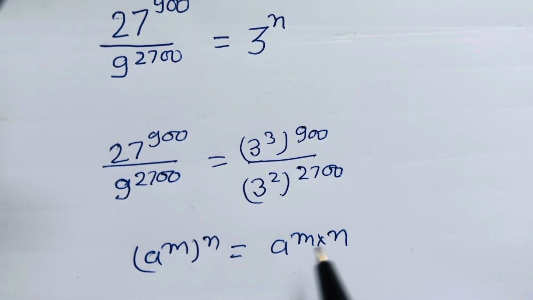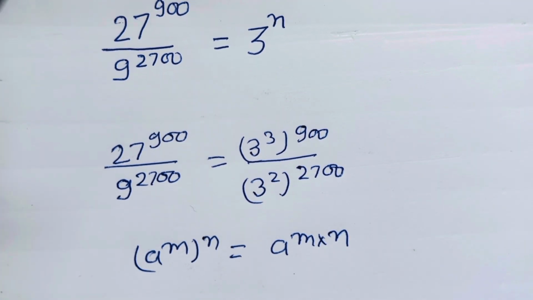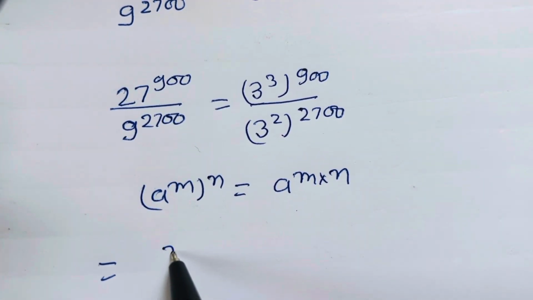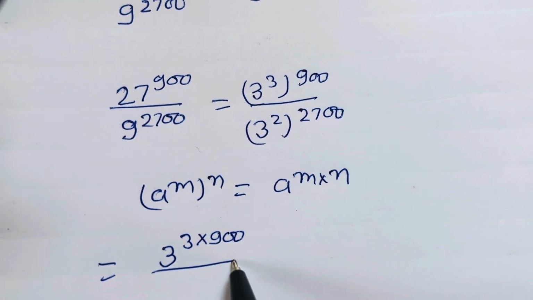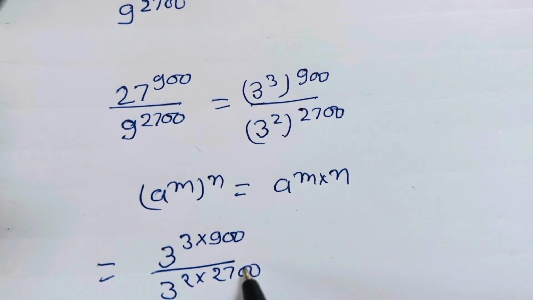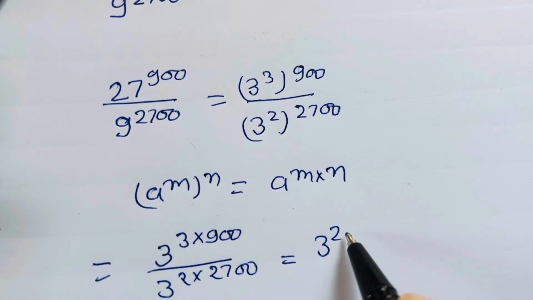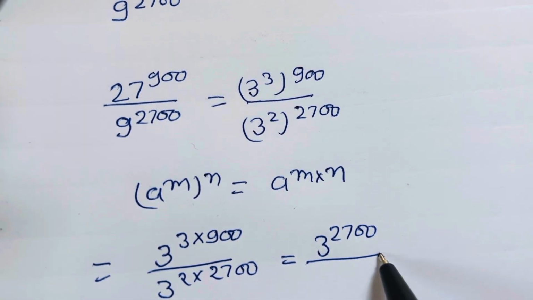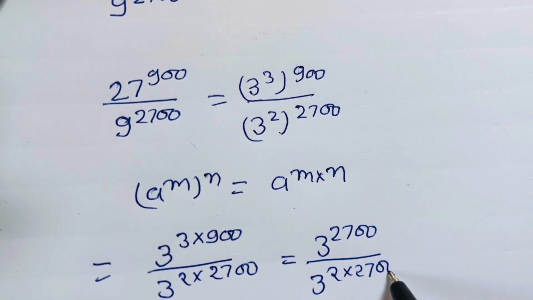As we know, (a^m)^n is equal to a^(m×n). By applying this formula in the above equation, we will get 3 to the power 3 into 900, divided by 3 to the power 2 into 2700, which is equal to 3 to the power 2700 divided by 3 to the power 2 into 2700.